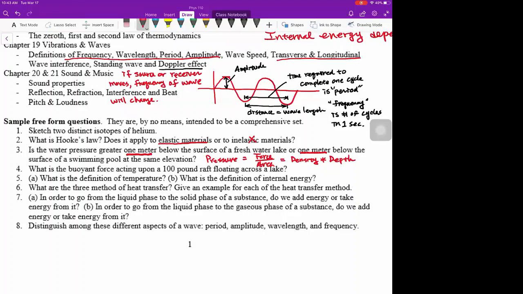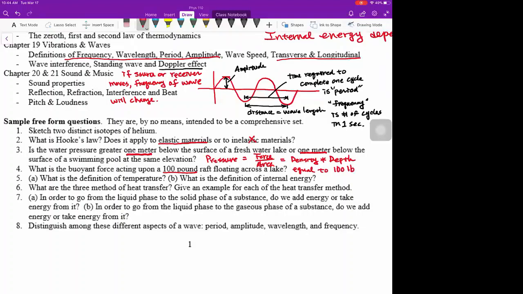Number 4 is the buoyant force. So you have a 100 pound raft floating across a lake. What is the buoyant force? Is it going to be greater than 100, equal, or less? If you go back to how we define a floating or sinking object, if the object is floating, the weight is equal to its buoyant force. So the buoyant force is equal to 100 pounds.